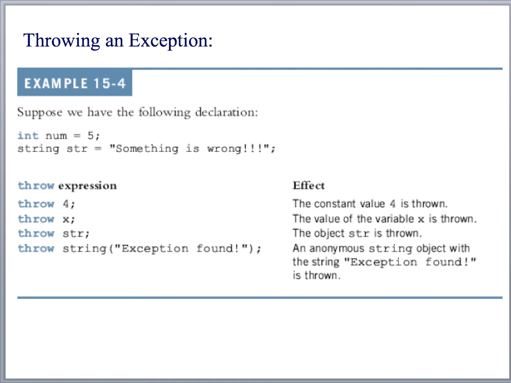In this example, throw expression: throw 4 would throw a constant value. Throw x would throw the value of whatever the variable x is. Throw str would throw the value of a string. And that throw x should probably be throw num, since that's the variable we created. That would throw the value of the string str, or I could throw an anonymous string. In other words, it's one that's basically created on the fly, so it doesn't have a variable name, and that's what the fourth example shows.